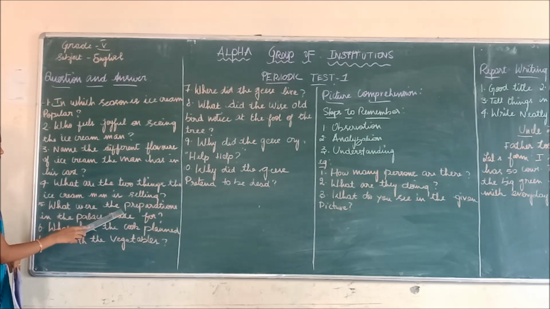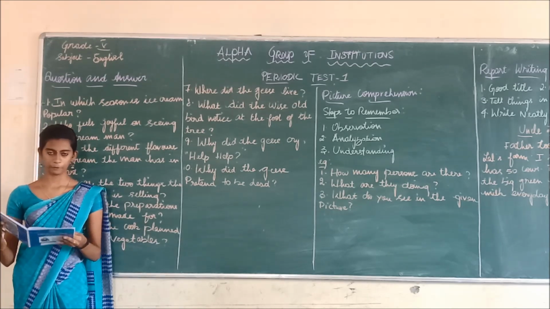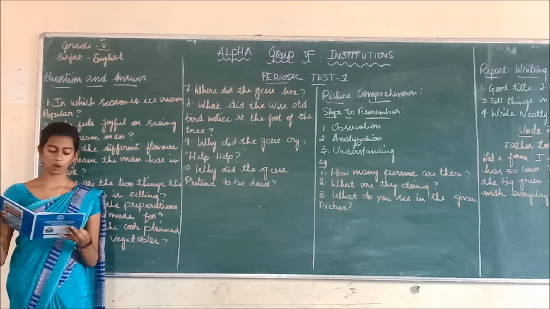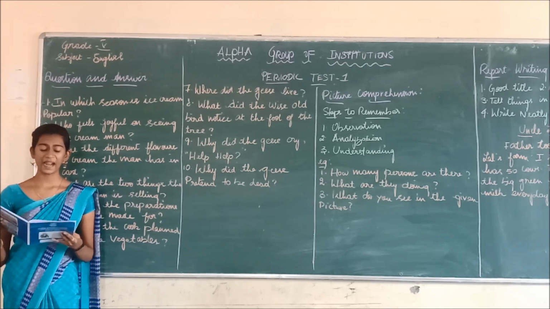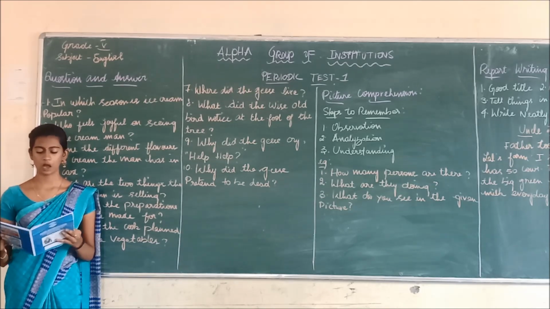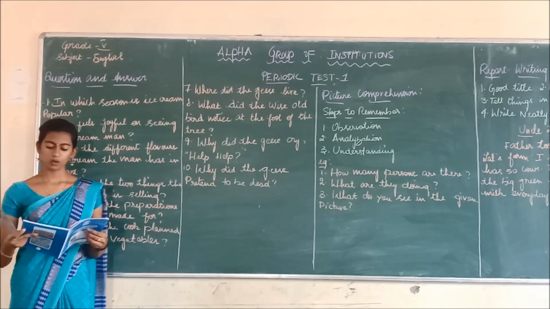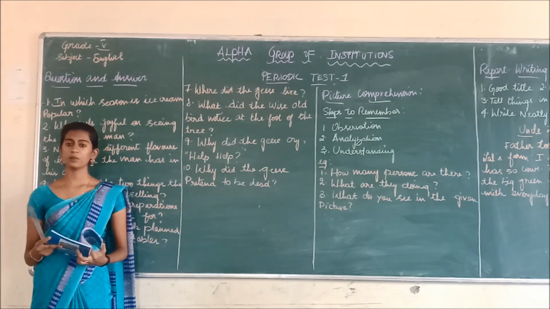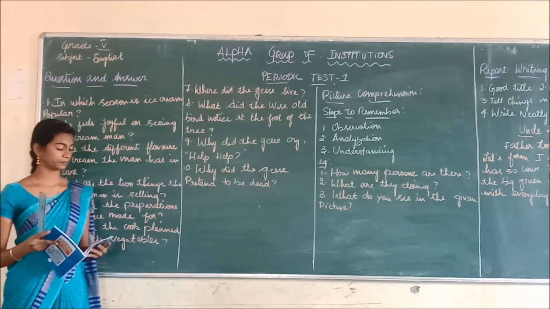Fifth question. What were the preparations in the palace made for? The preparations were made for a grand dinner in the palace of the Maharaja of Travancore. Sixth question. What had the cook planned to do with the vegetables? The cook had planned to make avial with the vegetable scraps.